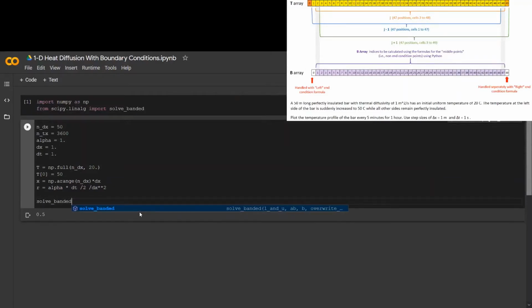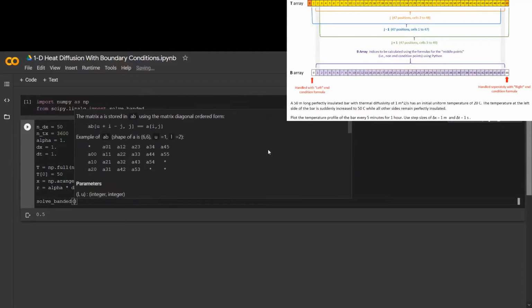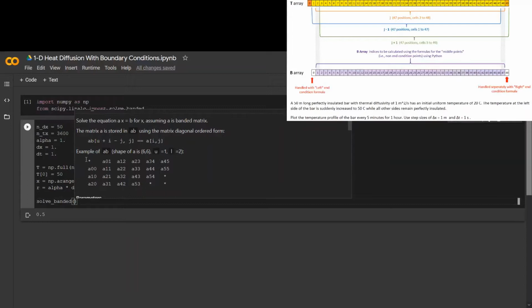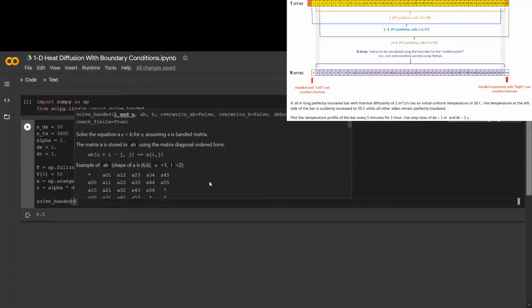We're going to be using this solve banded at some point, right? And for example, the parameters for this ask for the number of diagonals below and above the main diagonal, right? So if I'm looking at this literature here, this main diagonal, it's asking for how many diagonals above and below that aren't filled with zeros, right? Actual information. And it asks for an AB matrix and a B matrix.